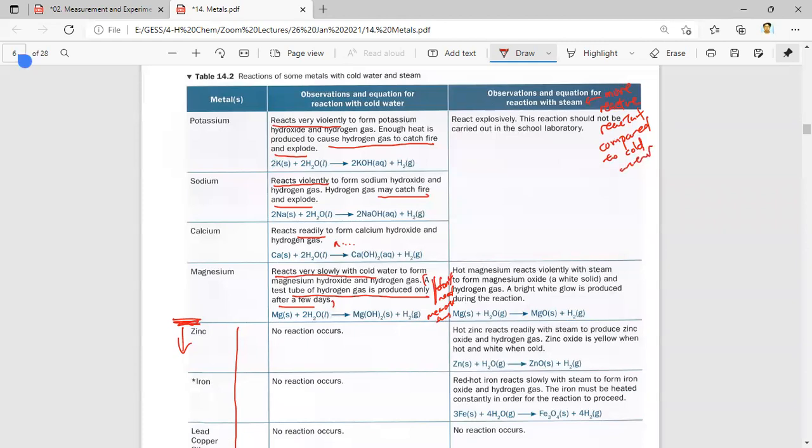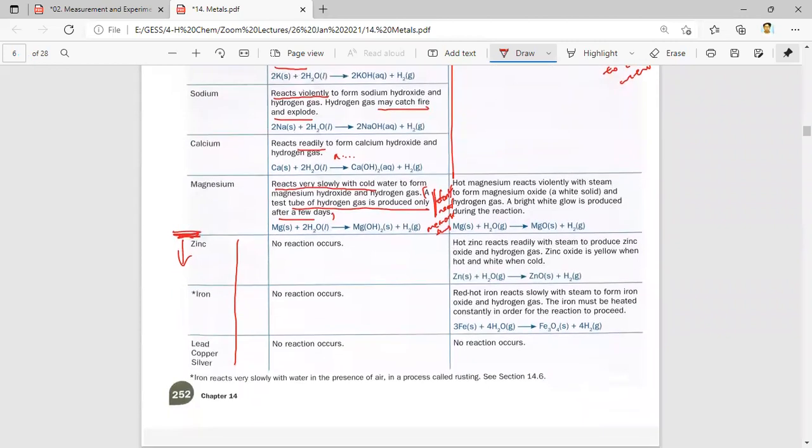So it's not surprising why for the first four, they straight away write that it reacts explosively. I've already differentiated them using cold water. When you do this in the lab, actually it's quite dangerous, I gotta say. So typically we will not use steam to react with any of the potassium, sodium, and calcium in the lab. They even say it should not be carried out in the school lab, so take note of it. How about magnesium and the rest?